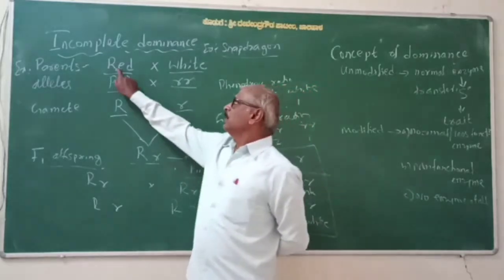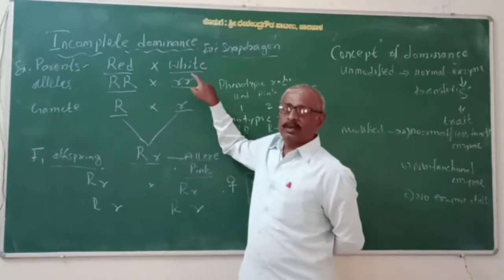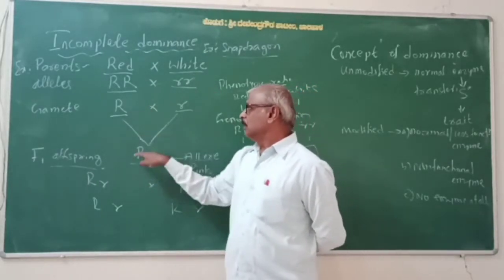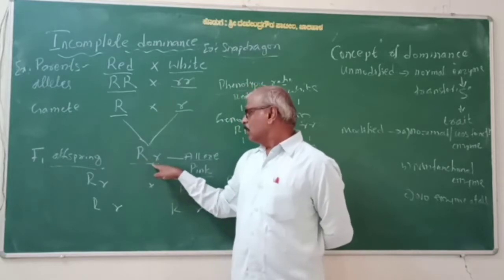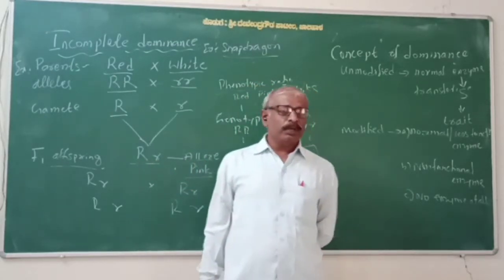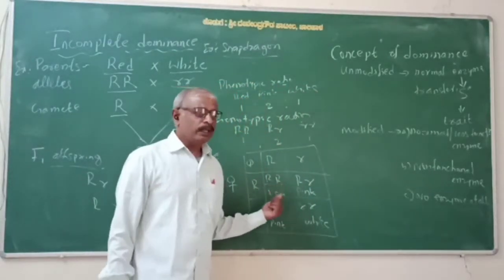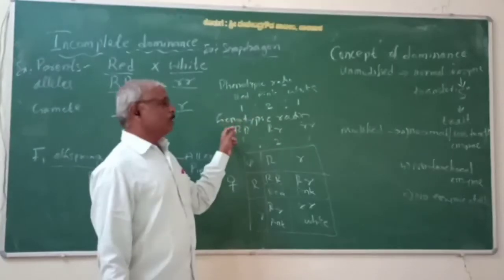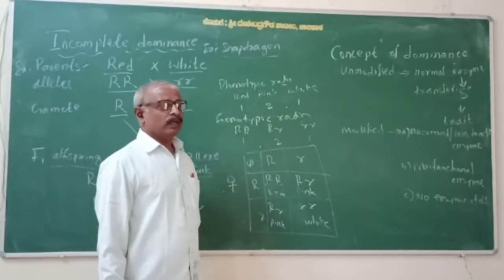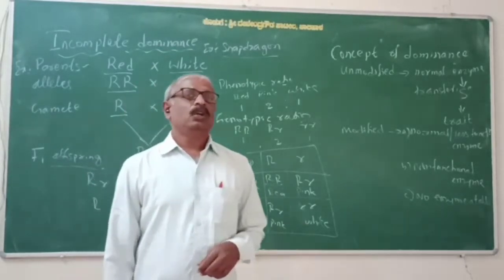So you just write out the red colored one and the white one. The alleles are RR, capital R, small r, and here are the offspring, as you know, all the gametes, capital R, small r, all are pink here, and the self pollination is done. ಚೆಕ್ಕರ್ ಬೋರ್ಡ್ ಅನ್ನು ಹಾಕಿದಾಗ ಈ ತರ ನಮಗೆ ಸಿಗ್ತಾ ಇದೆ. So the phenotypic ratio and the genotypic ratio are 1:2:1. Both are the same here. So this is about incomplete dominance.